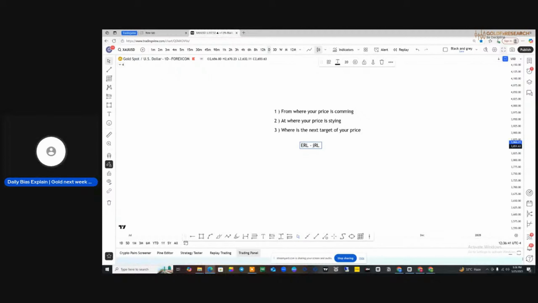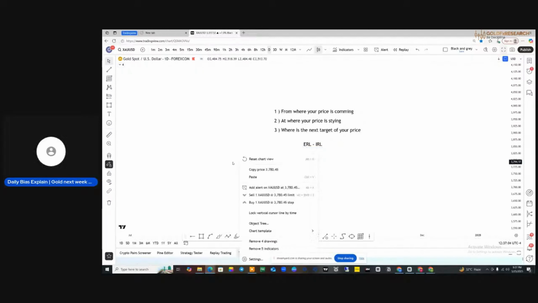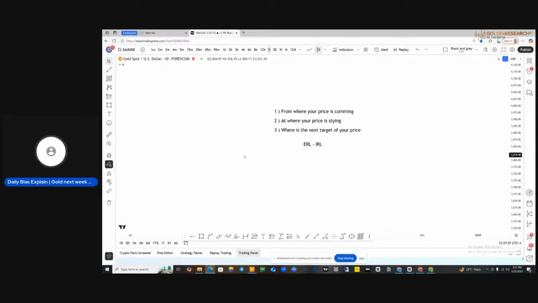How the market's liquidity cycle works from internal range to external range and from external range to internal range. This is the market cycle. The market only operates in these two phases. Apart from this, the market does not go into any third phase. All right, you all need to make sure you understand the liquidity cycle clearly. The liquidity cycle will be from ERL to IRL. Okay. Now, how does this liquidity cycle work?